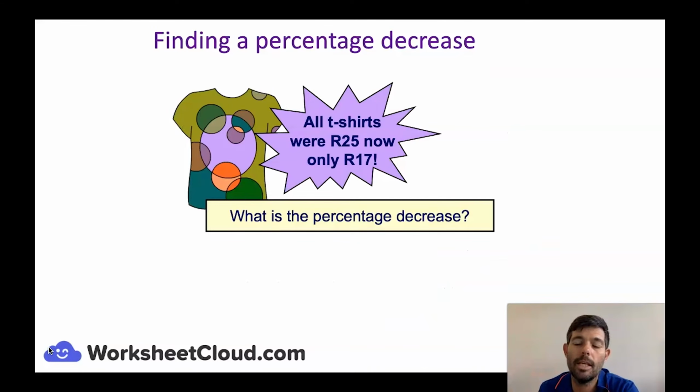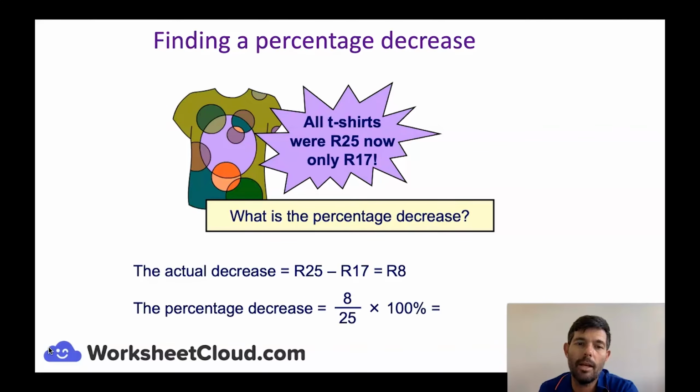If we have a look at the decrease, which is very similar: all t-shirts were 25 Rand, now only 17. So what do we do? We calculate the amount that decreased, which is 25 minus 17, which is 8 Rand. And we put that 8 Rand over the original amount, which is 25. Then we work out that answer, and we get an answer of 32%. So the difference in amounts over the original amount times by 100.